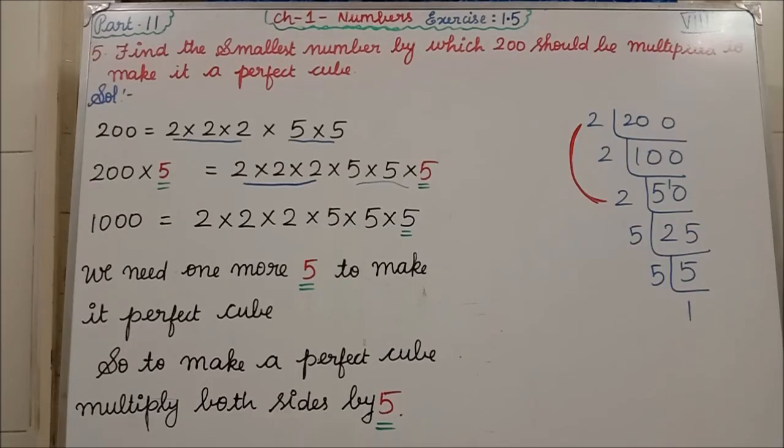Students, fifth question. Find the smallest number by which 200 should be multiplied to make it a perfect cube. What they are saying, with this 200 you have to multiply one number. Okay, what number we have to find? Clear? So that number if you multiply with 200, that is the perfect cube number they were saying. Clear all of you the question?